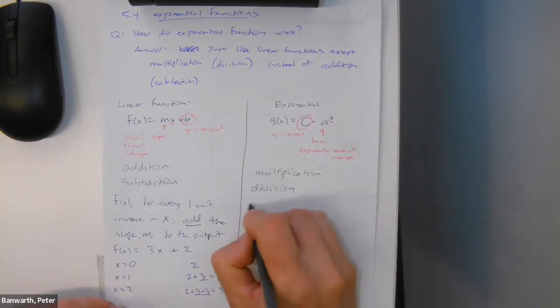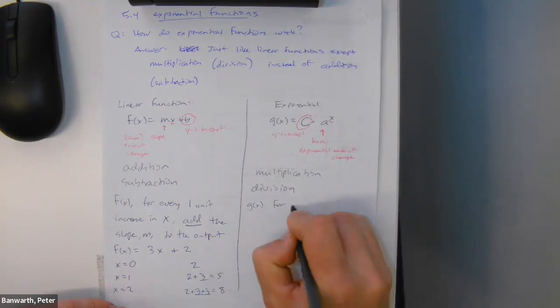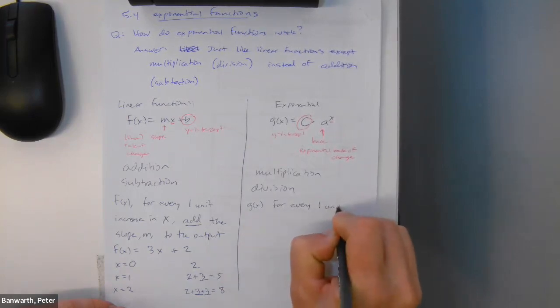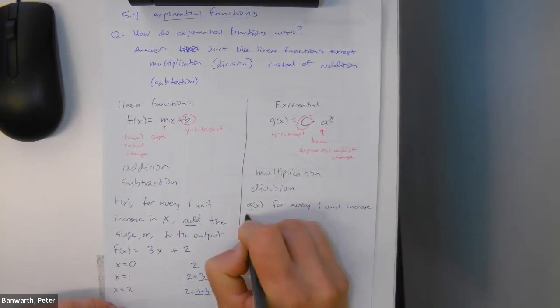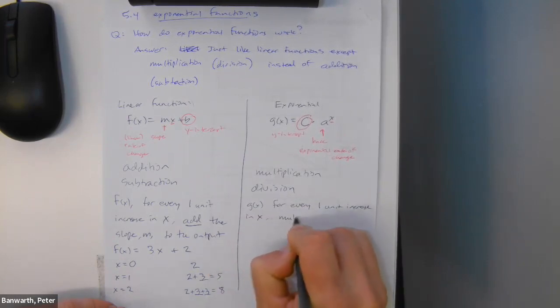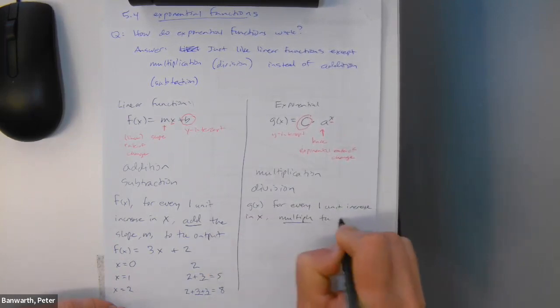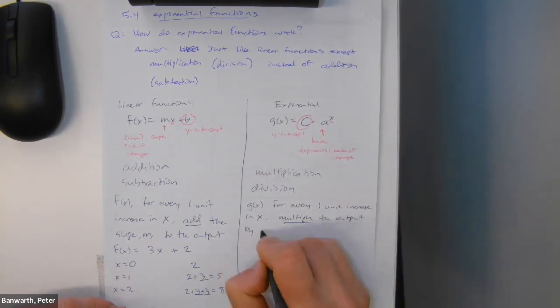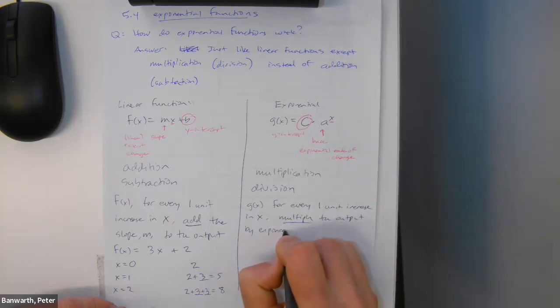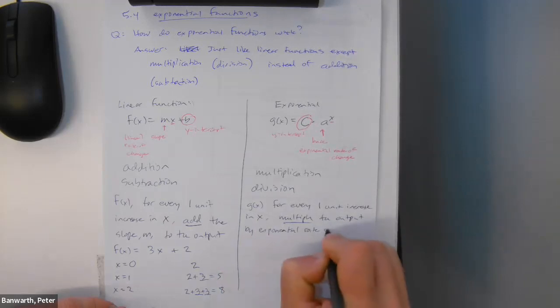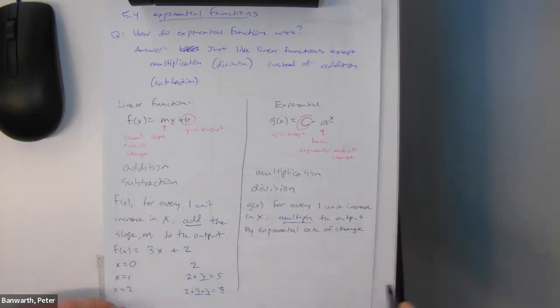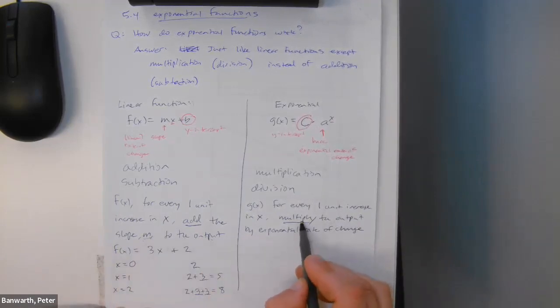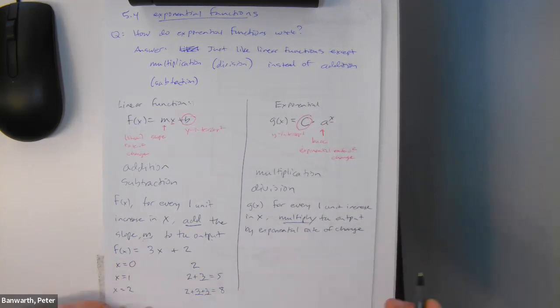For an exponential function, g of x, for every 1 unit increase in x, I multiply the output by the exponential rate of change. So instead of adding the linear rate of change, which is m, to the output, I multiply the exponential rate of change to the output.